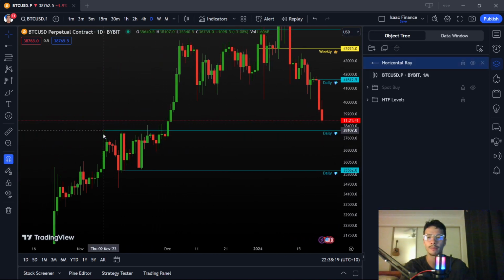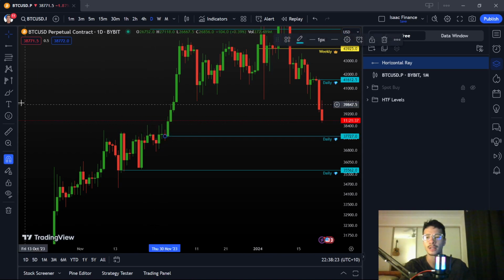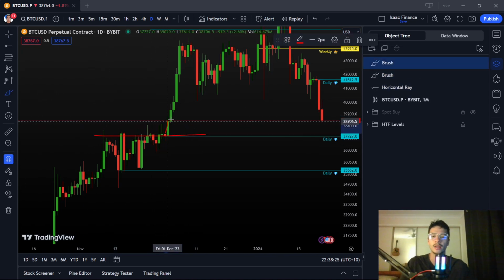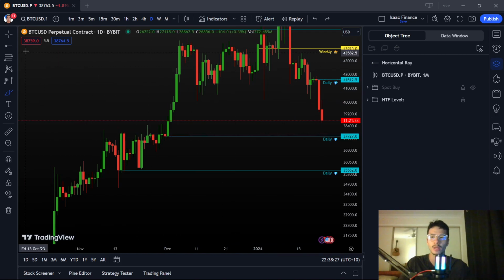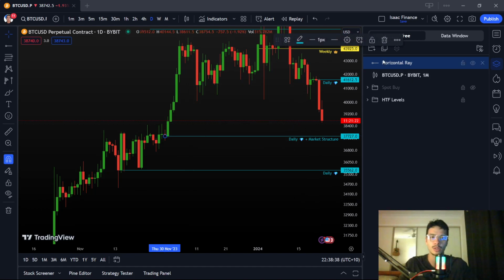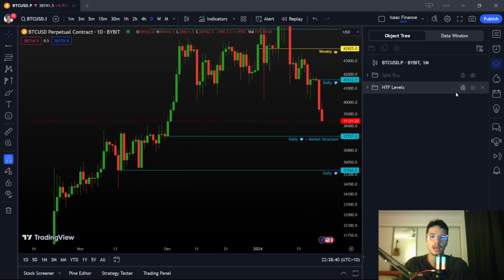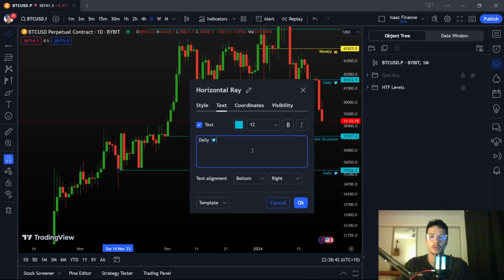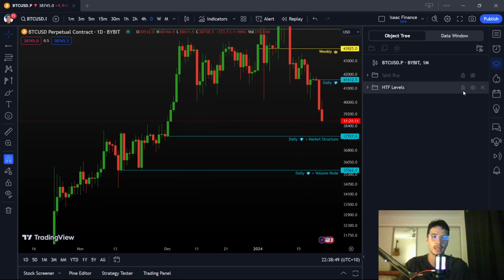So if you can see this one, right? This is still a daily, but it's also a market structure level, as you've got this top here, and you come on top, and you can see a bounce there. So what I'm going to do is go daily plus MS, which stands for market structure. Actually, I'll do market structure so you guys can see. Okay, so you got that there, and then you got this one, which is a daily plus volume node, right there, just like that.